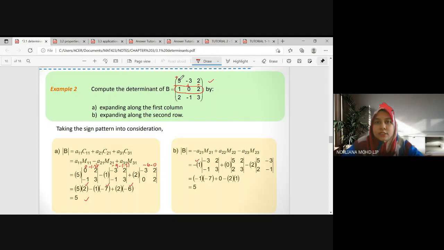we eliminate the first row, first column. So we get negative 3, 2, negative 1, 3. Okay, plus 0, 0 automatic kita cancel je lah. And then this one, negative 2. Negative times 2, so negative 2. Then we eliminate the third column, so 5, negative 3, 2, negative 1.